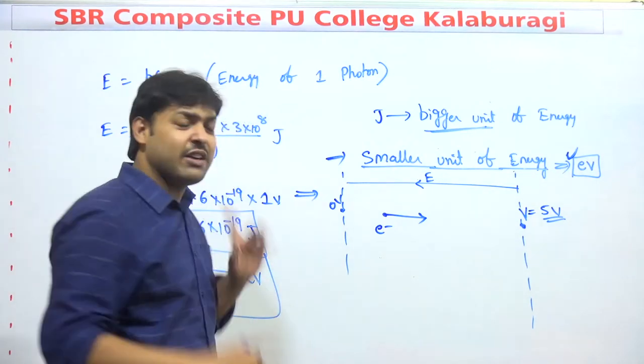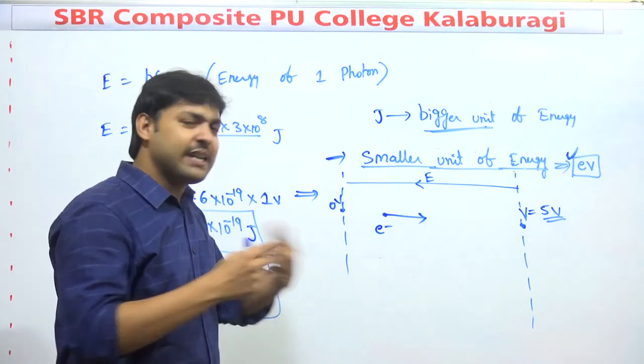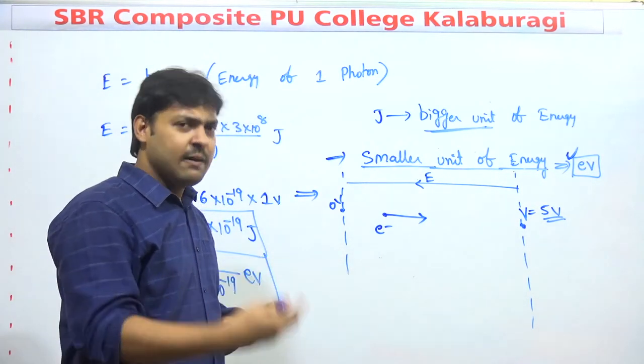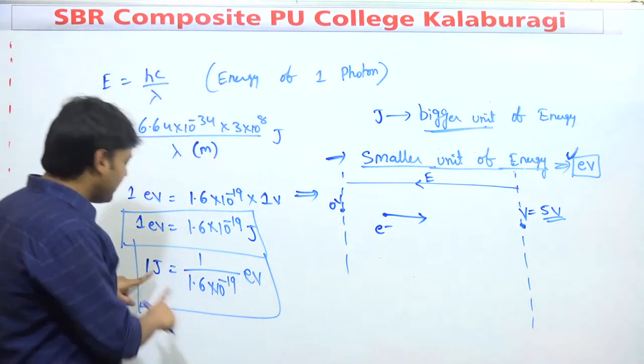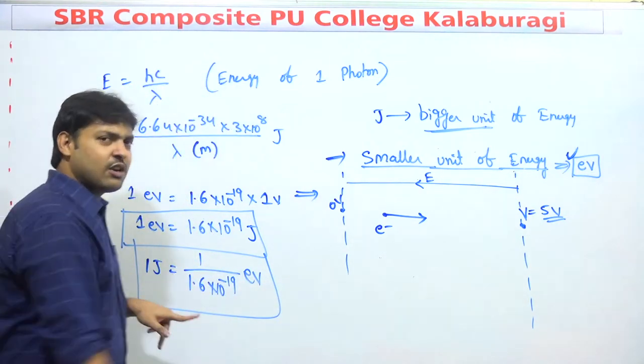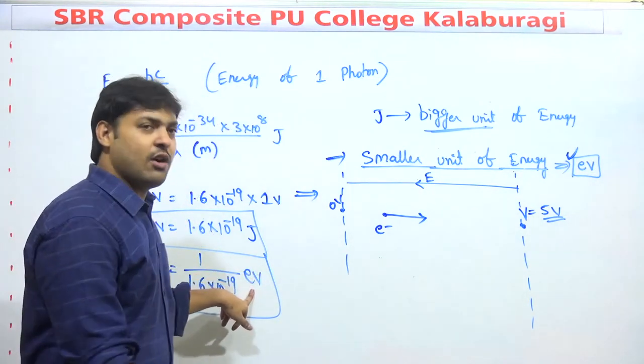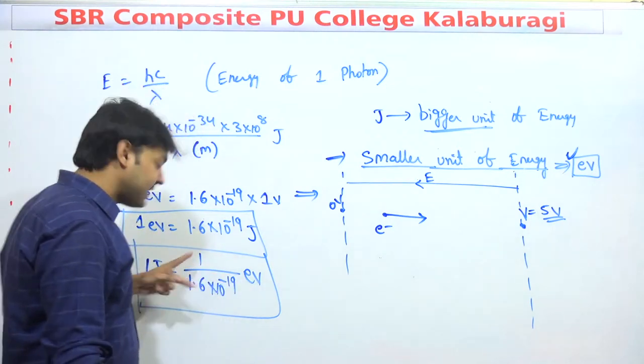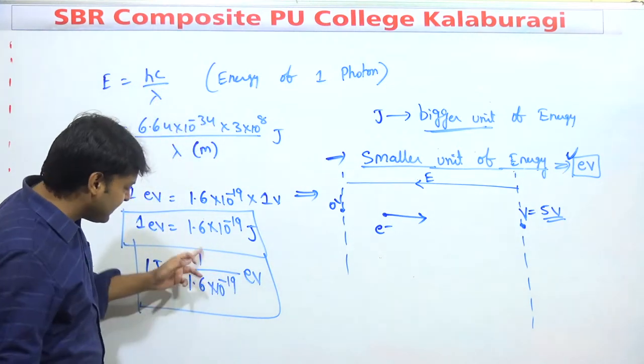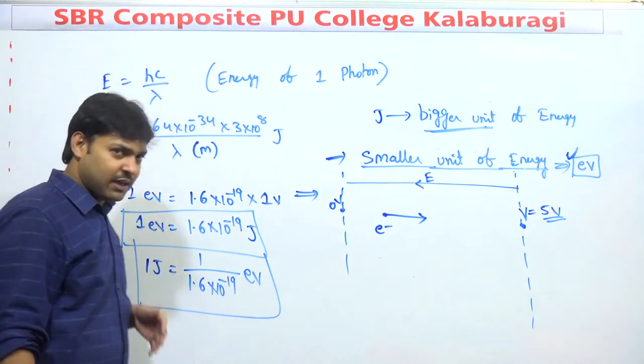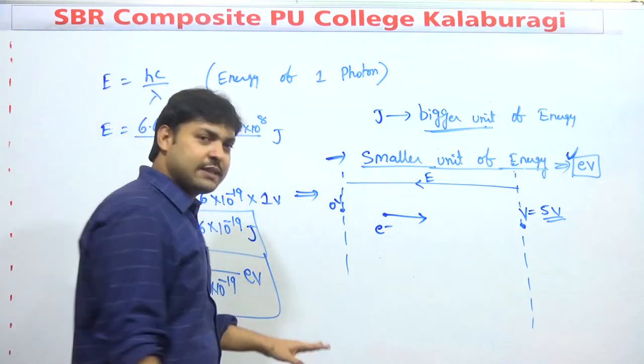That's why we are spending more time in the introduction class. From the next class, it won't be like this; we'll go back to the original speed, okay? So 1 joule I can write as 1 upon 1.6 into 10 to the power minus 19 electron volt. That much smaller thing, if I do this, that will be 1 joule. Very big. Clear about this point?